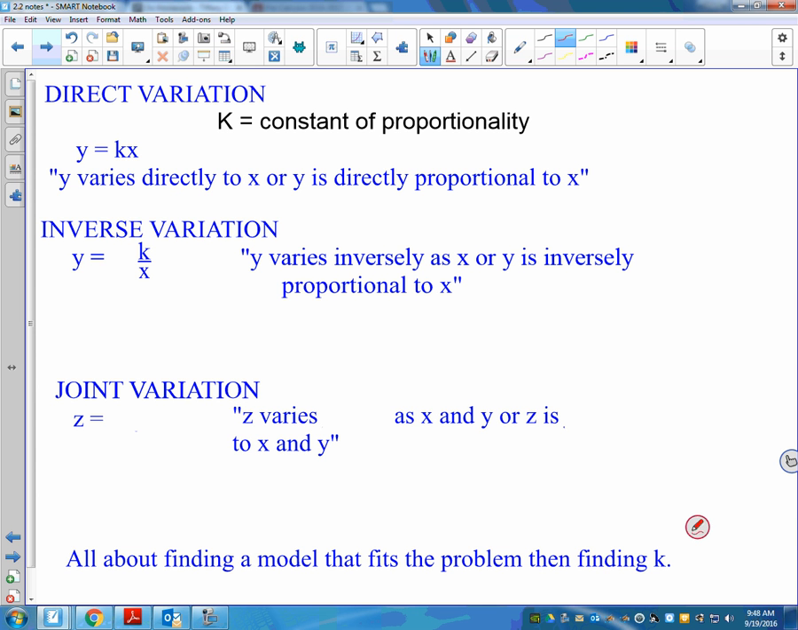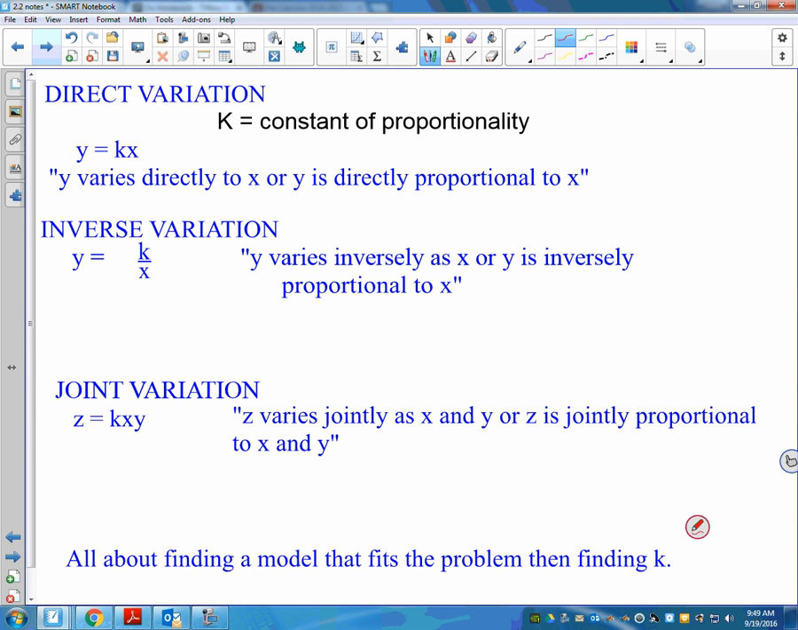And then joint variation is when you have 3 variables instead of 2 variables. So notice all these are the relationship between x and y. Joint variation is kind of like direct variation, except there's 2 variables. So z varies, and again, it uses the word jointly, as x and y, and you're just going to multiply k times both of those. Or z is jointly proportional to x and y.